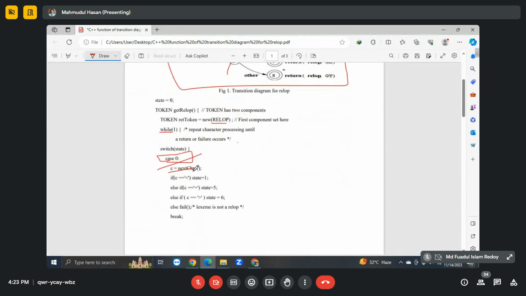So if c is equal to this one, that means state 1. If c is this one, that means state 5. If c is this one, then state 6. Otherwise, fail function.